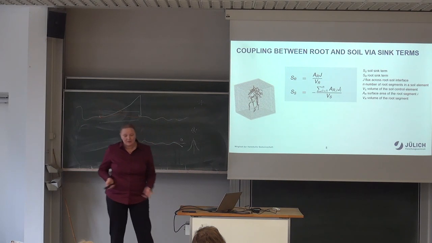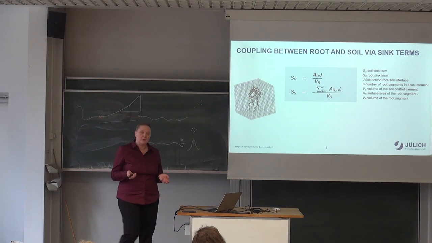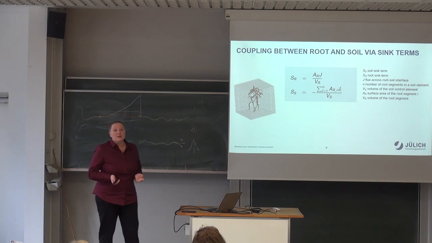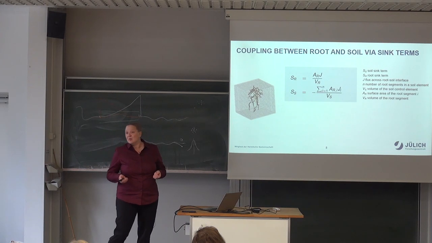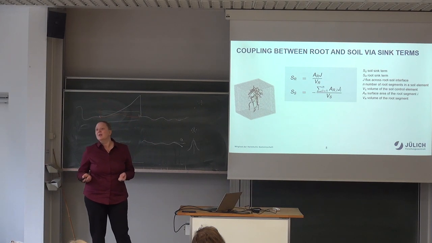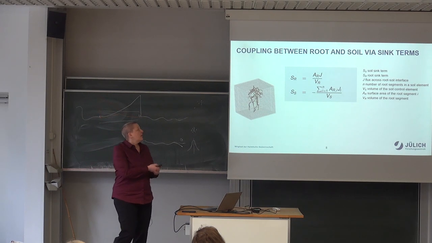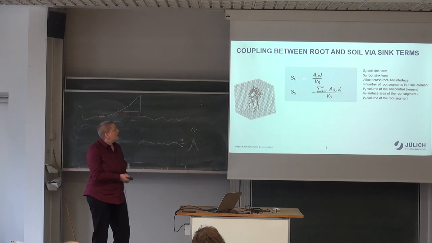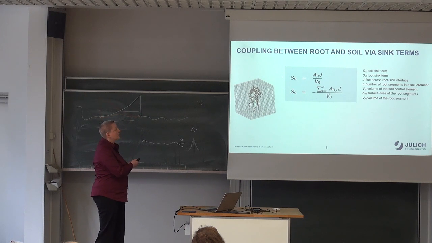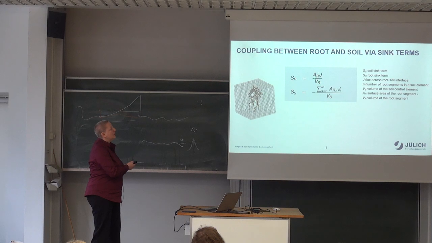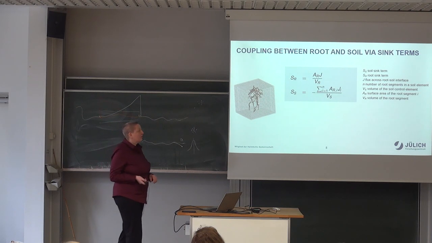Then when we solve these transport equations, flow equations in both the root and the soil domains, we have to somehow describe how they interact. So basically we have two spatial domains which interact with each other. And we do this by describing it via volumetric sink terms. So here we have the sink term for the root uptake, where we have some flux across the root surface, and we convert it from a flux into a volumetric sink term.